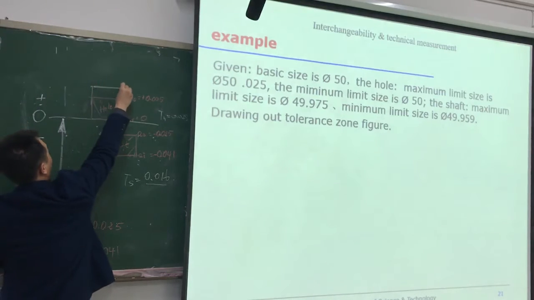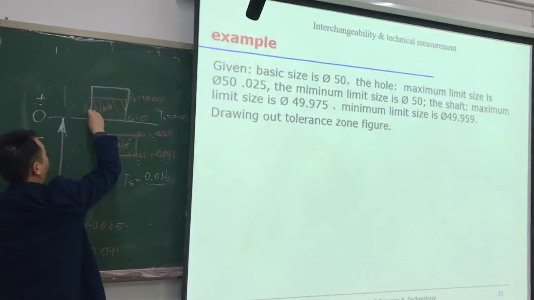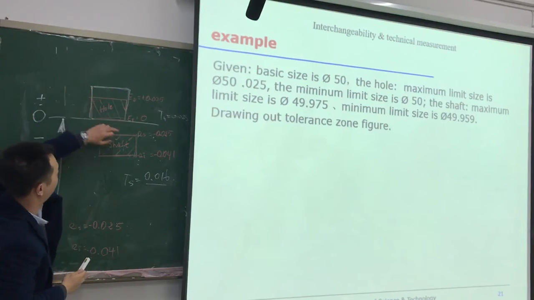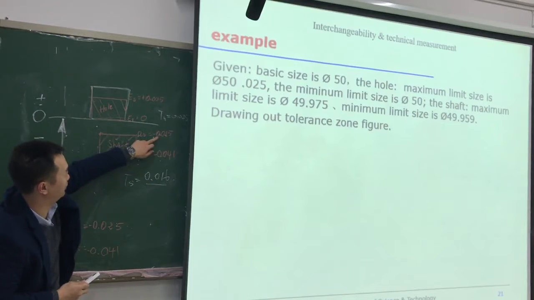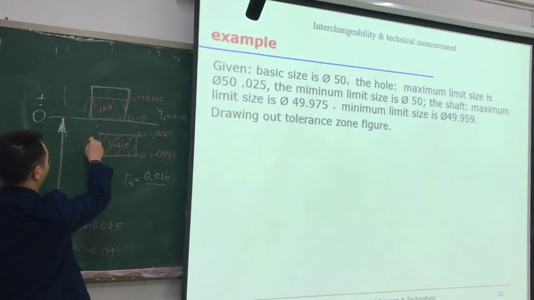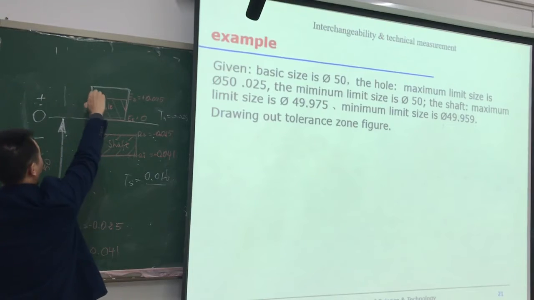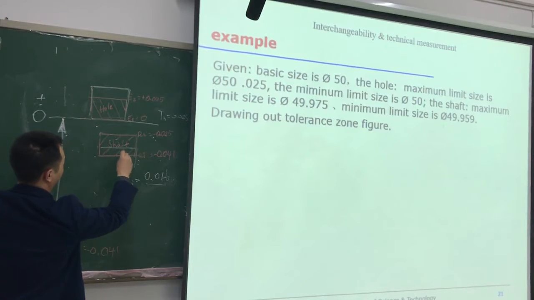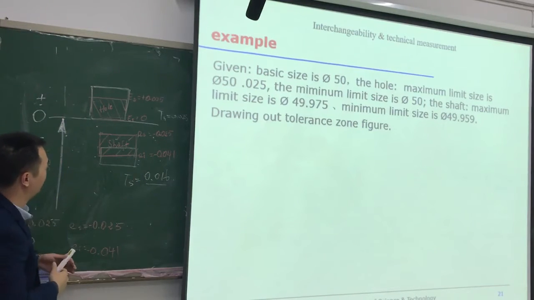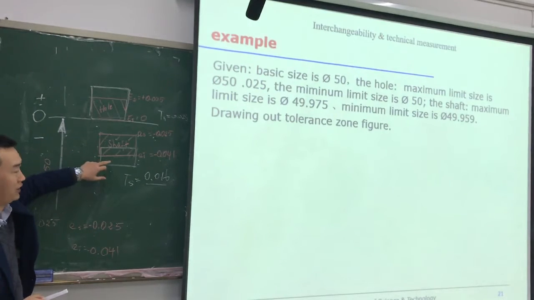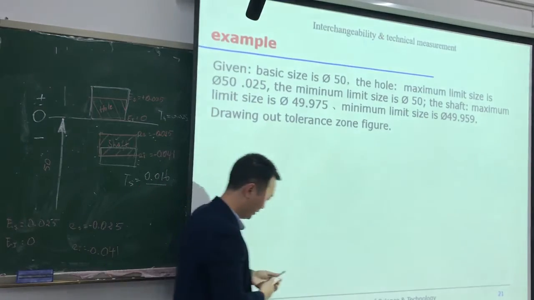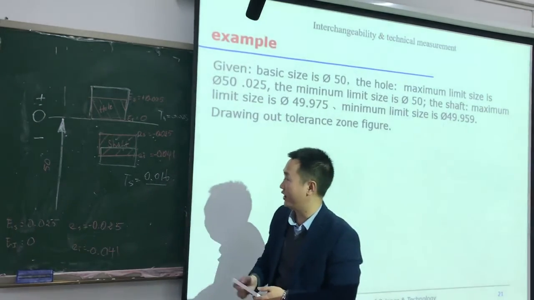If we determine the zone for the hole, then the shaft hole is minus 0.025. So it should be this height, and this starts here, right? And the shaft, the accurate drawing should be about here. So this is what you should be careful about.